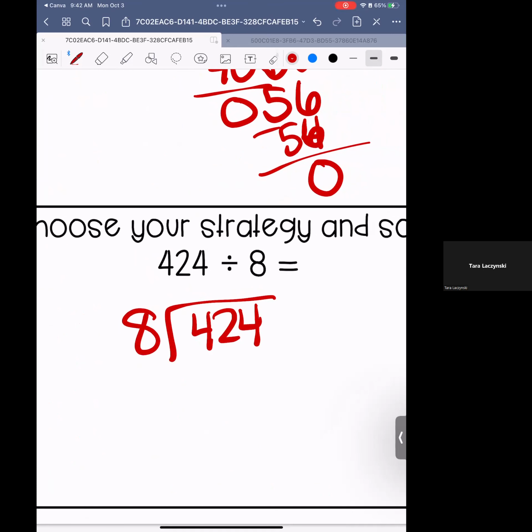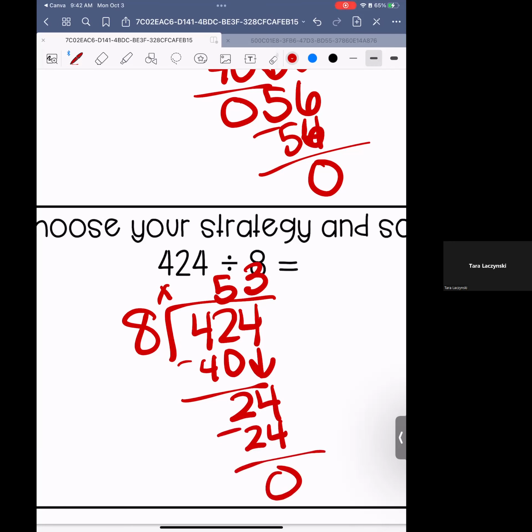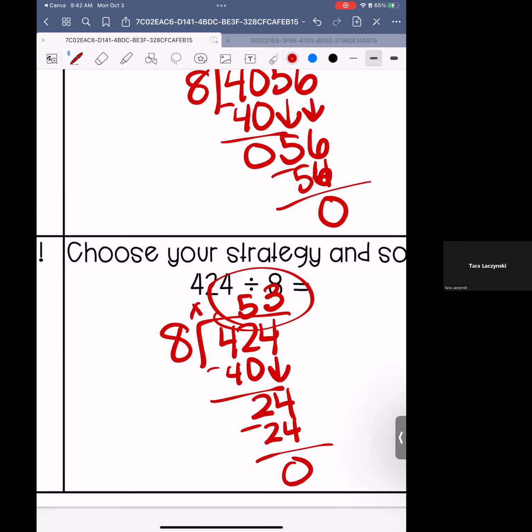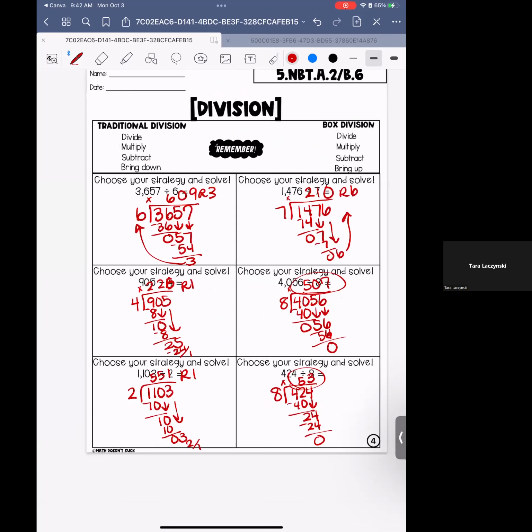Last one for this page, 424 divided by 8. 8 does not divide into 4, but it divides into 42 5 times. 5 times 8 is 40. Subtract for 2, bring down your 4. 8 times 3 gives you exactly 24. Final answer, 53. That is the end of page 4.